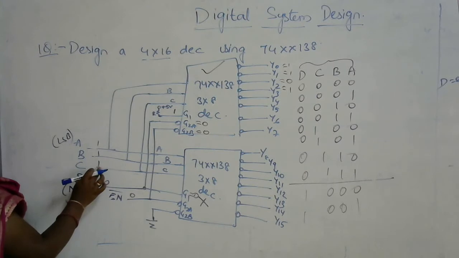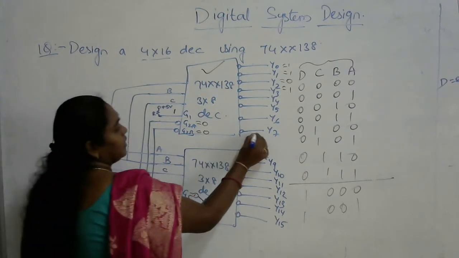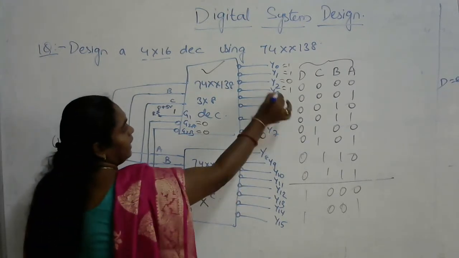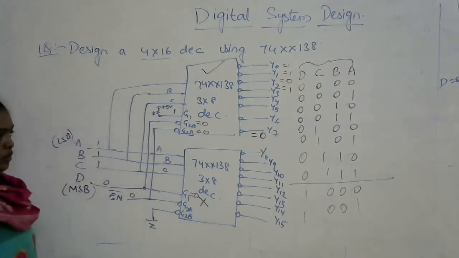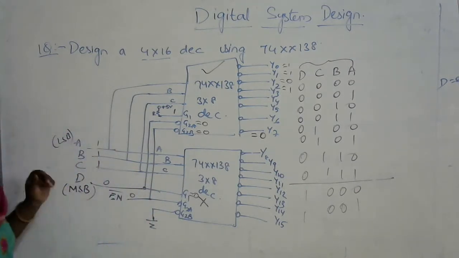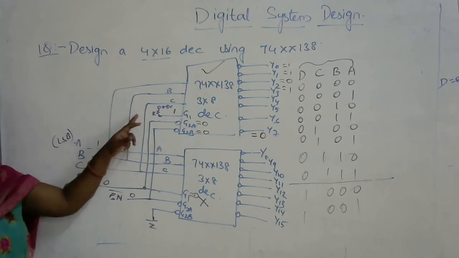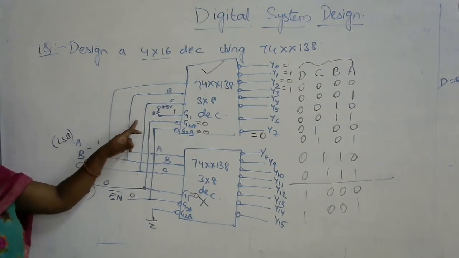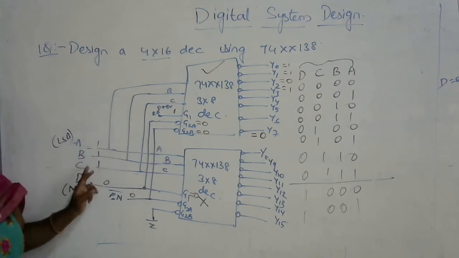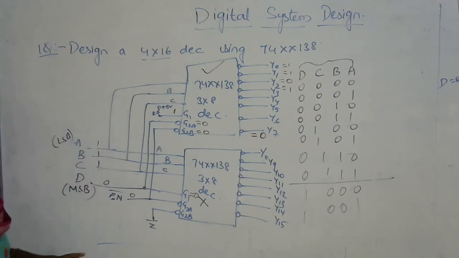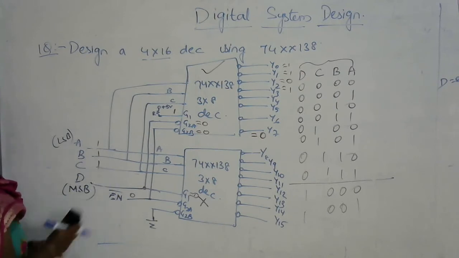0 triple 1 is nothing but 7. So y7 will be equivalent to 0 and all the remaining are equivalent to 1. So what we need to do over here is whenever D is equivalent to 0, only the first decoder is in the working condition. So the outputs will be between y0 to y7 based on the A, B and C values. Similarly, now let me take D is equivalent to 1.